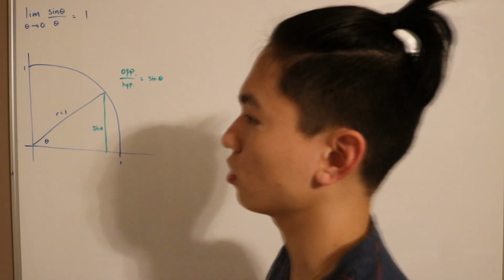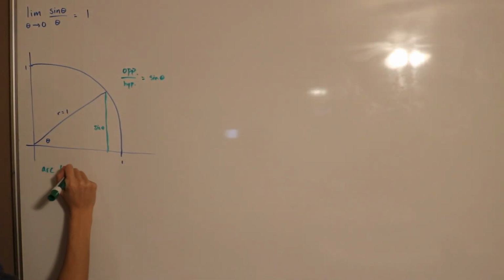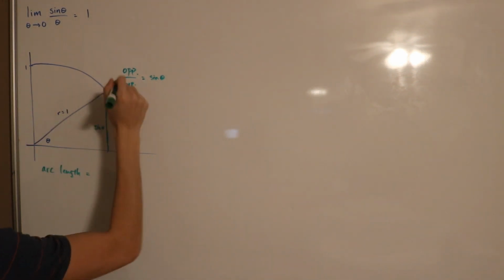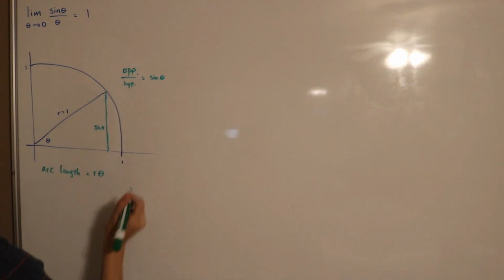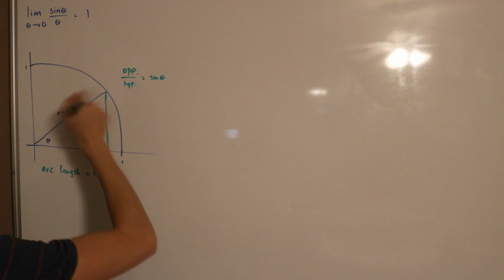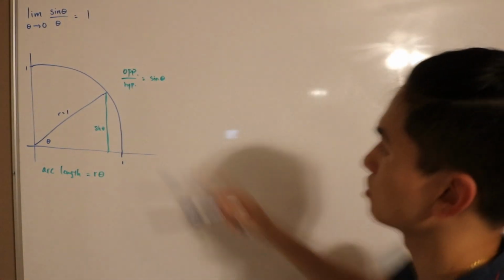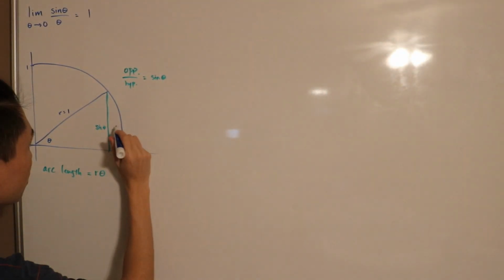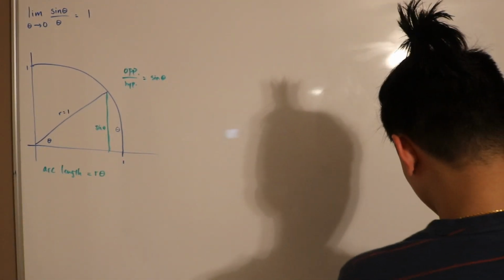Then we need to consider this length here. Recall that the arc length is equal to your radius multiplied by your theta. The radius is 1, so radius 1 times theta means this length right here is theta. Since this is marked in blue, I'm just going to write theta right here in blue.